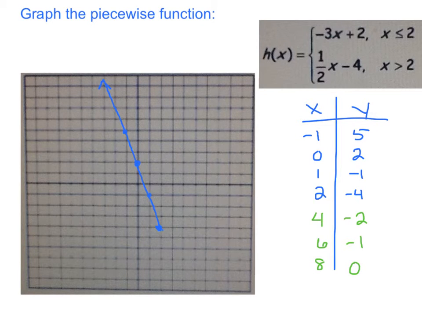So 4, negative 2. 6, negative 1. 8, 0. And if we were to plug in 2, we would get negative 3. And that's going to be an open circle because it's not equal to, it's just greater than. So now these are all the values that are greater than 2. So there we go, and there's our piecewise function graphed on the coordinate plane.